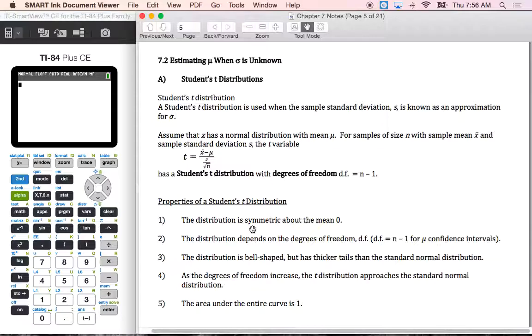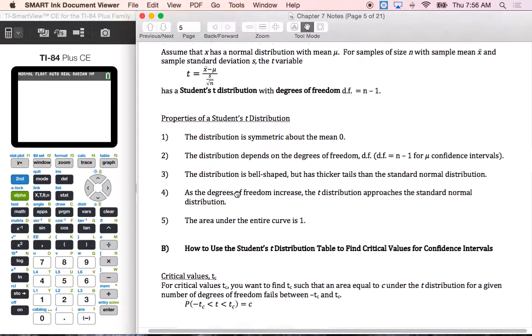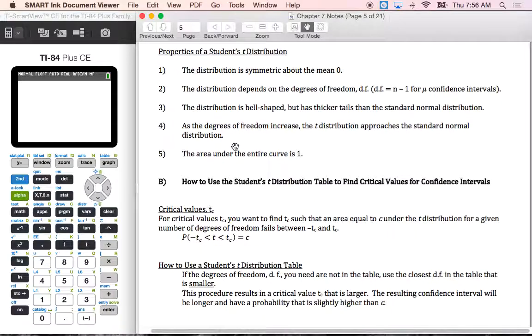So for a T distribution, the distribution is symmetric about the mean, 0. The distribution depends on the degrees of freedom, your DF, and that's going to be n minus 1. So if you're trying to figure out what your DF is, you have to have n minus 1, so your number in your sample minus 1. Because you'll see in the chart, they're going to ask about degrees of freedom. They're not going to ask for your n. So it's always n minus 1.